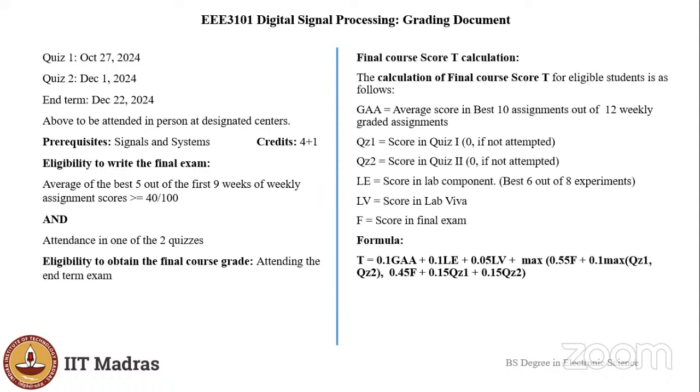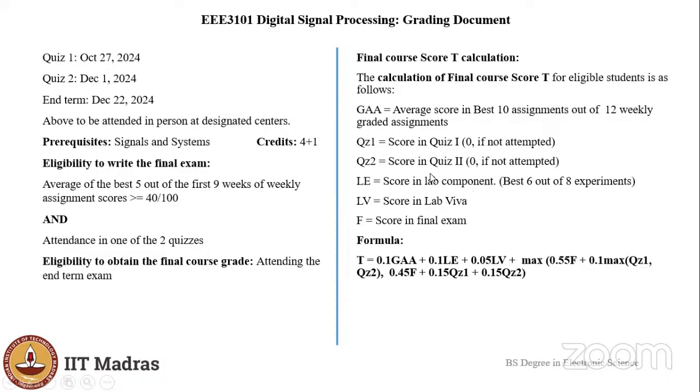Since it is a lab integrated course, 2 more components are there. I'll discuss one by one. First is the usual GAA, that is the average score in the best 10 assignments out of the 12 weekly graded assignments. Then QZ1 is the score in quiz 1, and it will be 0 if it's not attempted. QZ2 is the score in quiz 2.